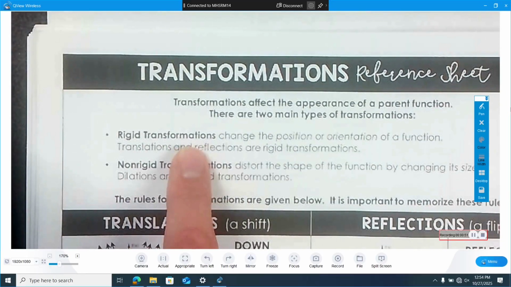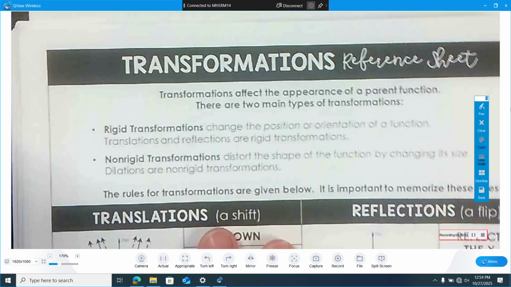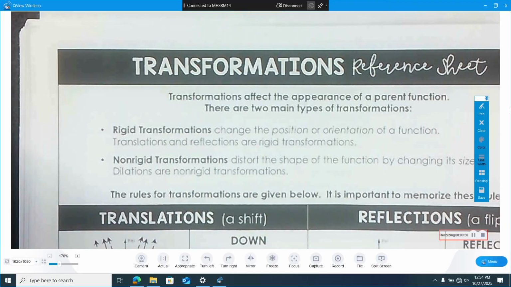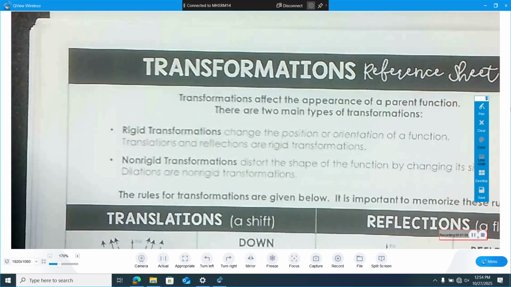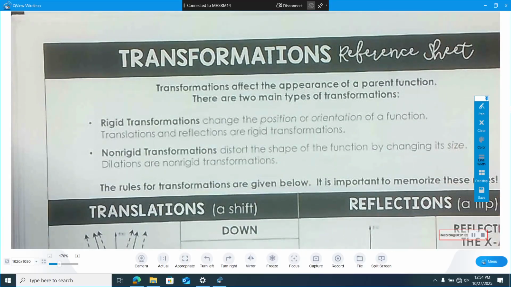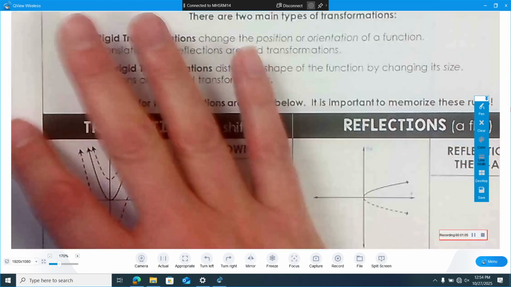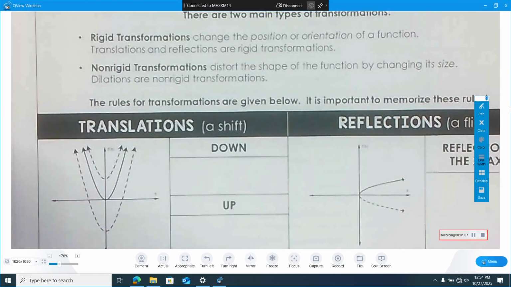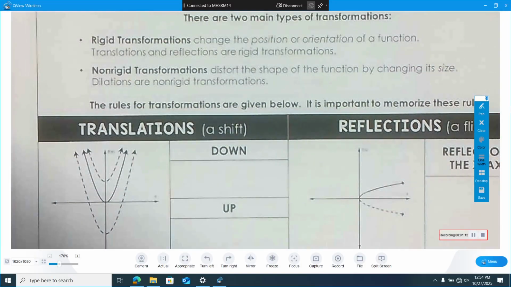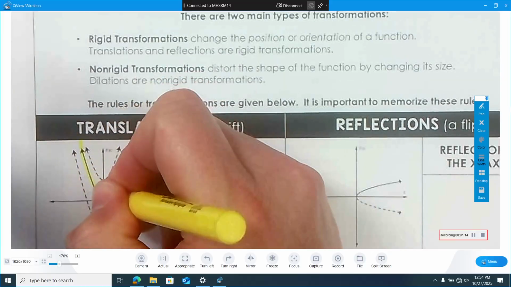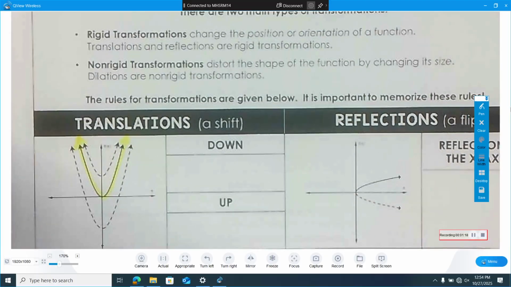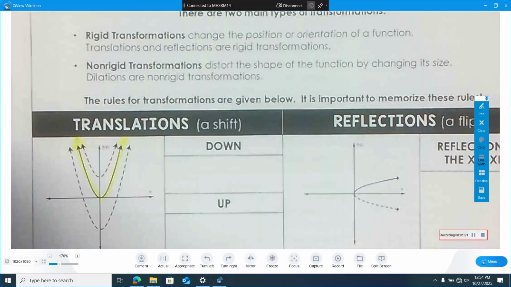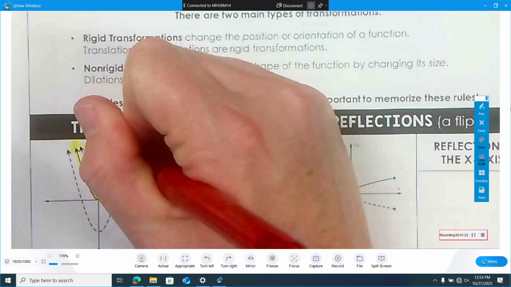Rigid transformations take the basic shape, and all they do is move it up, down, left or right, or maybe reflect it across either axis. So rigid transformations are all these here up top. We're going to review real fast. Here I have a parent function. What function is this? X squared. Very good. We're going to call it a generic name, f of x.